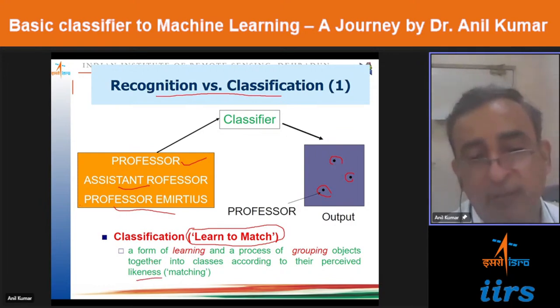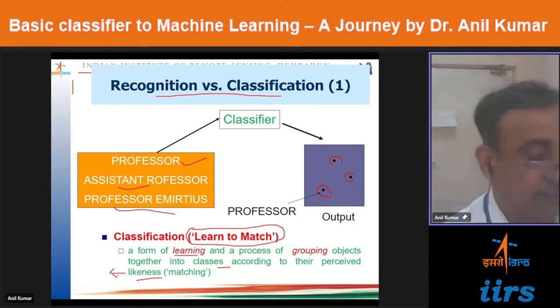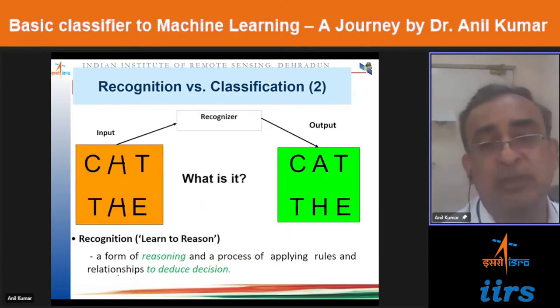So here, a form of learning and a process of grouping objects. Based on learning, we can group the objects together into classes according to their perceived likeliness. Whatever the likeness or dislikeness is, the similarity or dissimilarity parameter we can consider to match or separate them into different classes.